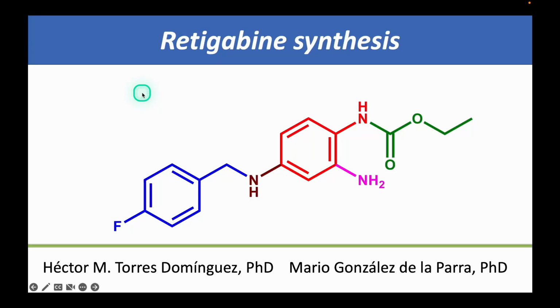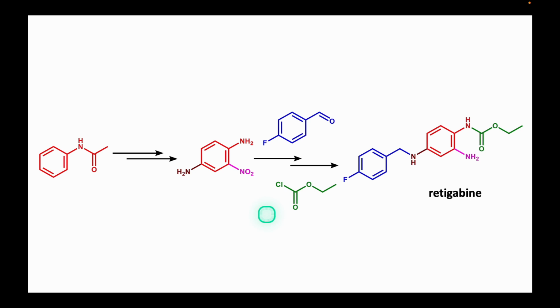Hello! In this video, we present the synthesis of retigabine, according to its retrosynthesis presented in the previous video. This synthesis is based on connecting the aromatic rings through the benzyl amino group, formed by the condensation between nitrophenylenediamine and para-fluorobenzaldehyde obtained from commercially available and accessible raw materials. Subsequent functional group transformations culminate in the synthesis of this drug, as we will see later.